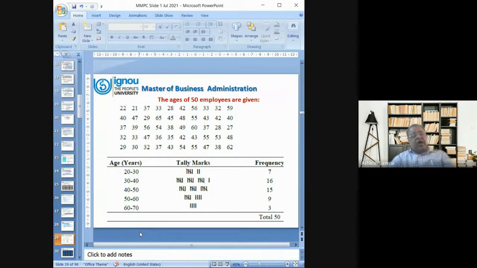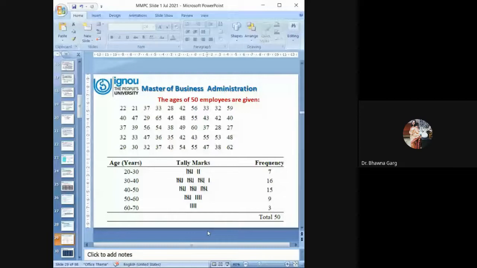Now, how are tally marks drawn? First of all, the first number is 22. 22 comes in this age group. You draw a vertical line. Second is 21, another vertical line. 37 is in the second row, so 37 will come over here. Similarly, move on, and the tally marks are drawn: 4 vertical lines and 1 inclined line, which shows a data of 5 units.